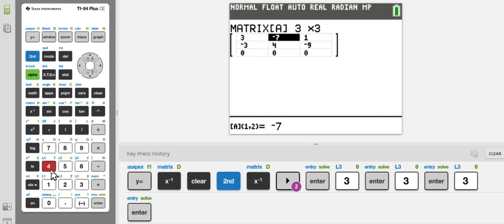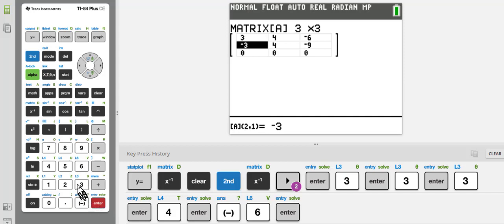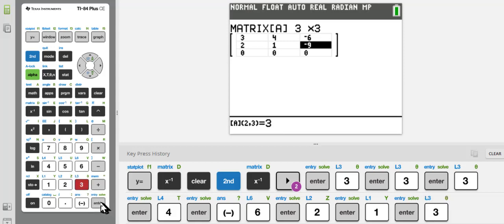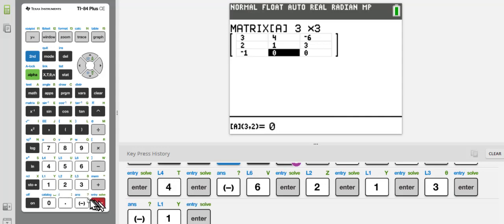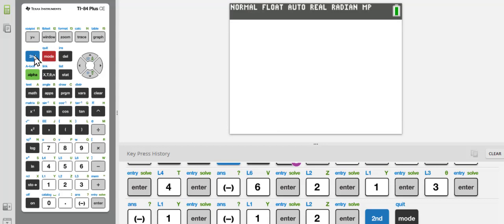3, 4, -6, 2, 1, 3, and then we had -1, -1, and 2. Okay, that is my coefficient matrix. I want to find the inverse of it. I gotta hit second and then quit to get out of there. Otherwise, if I type anything else, it stays in that matrix.